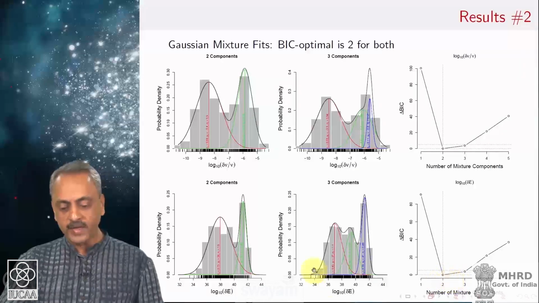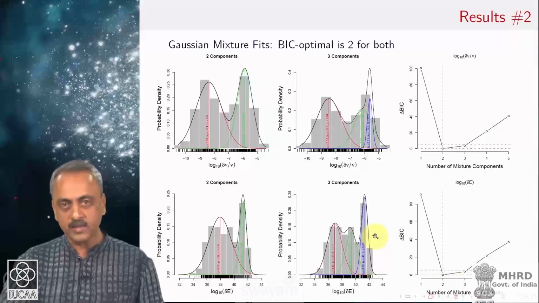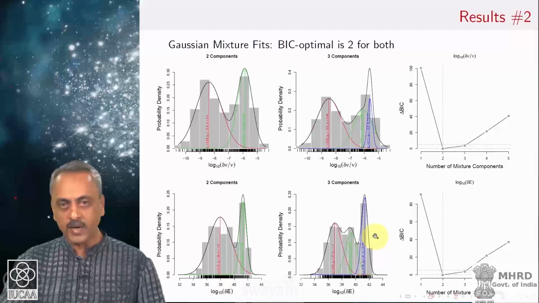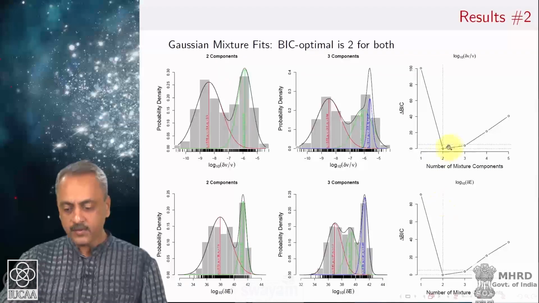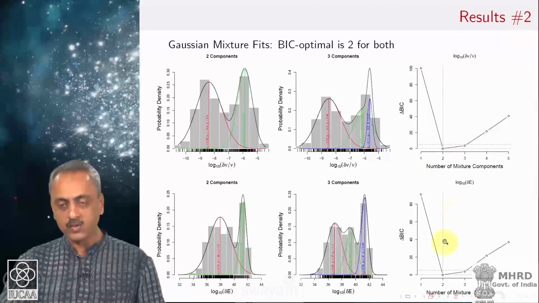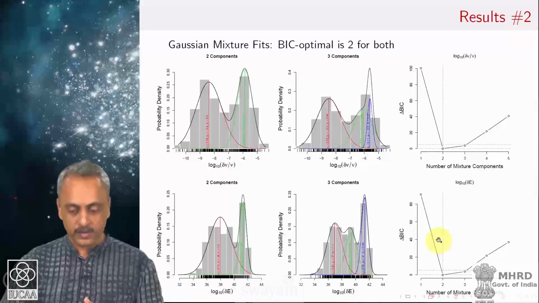Again, between 2 and 3 there is probably not too much difference. Across data realizations you might be able to see both these components, which is why 2 and 3 are sort of close in terms of their BIC scores.